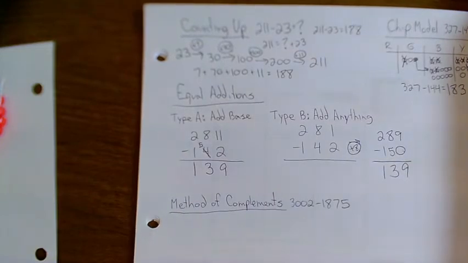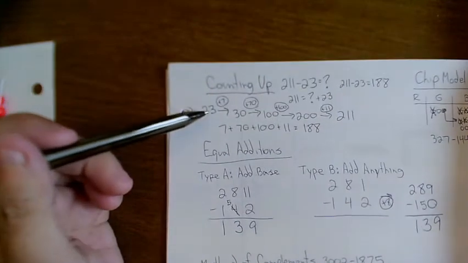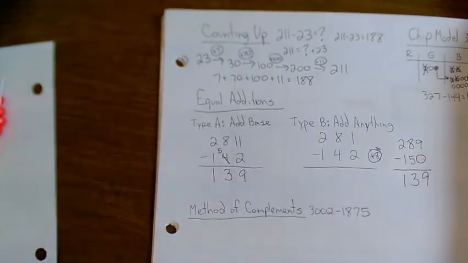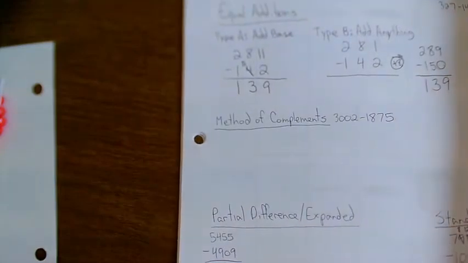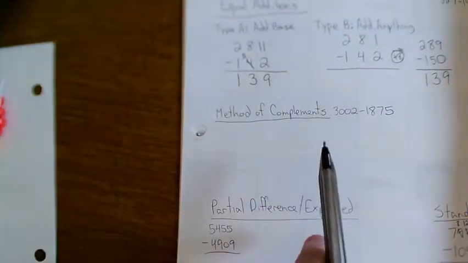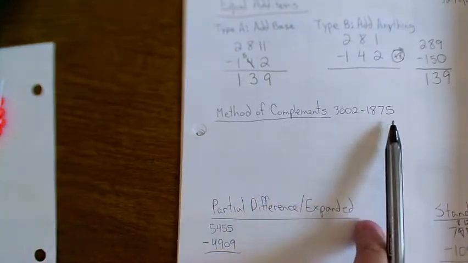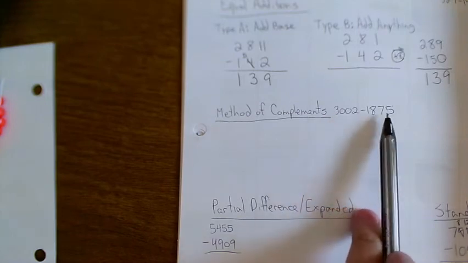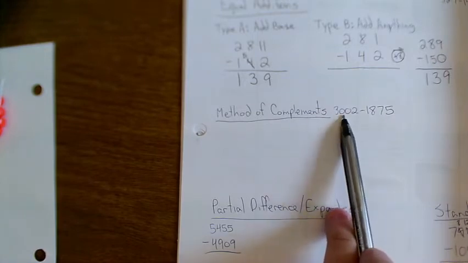All right, next one. So next alternative, we have counting up so far, equal additions in 2 different ways. Now the method of complements. This is my favorite one of all time because it looks kind of like a magic trick. If I want to take 3002 minus 1875, if you think about this right now, we're going to have to do lots of regrouping because we can't take 5 from 2, you can't take 7 from nothing, and you can't take 8 from nothing.